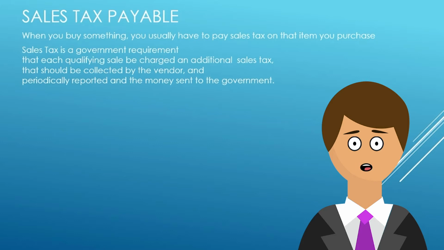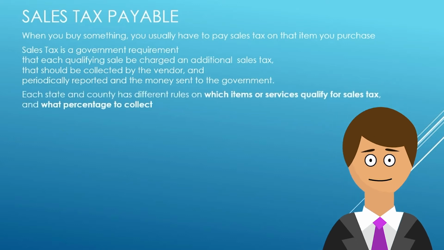This is where vendors can get into trouble, because as they collect this money, if they commingle it and forget to put it aside and save it for the government and start using it for their other expenses, this is where you hear stories of businesses going out of business because they have not been able to pay their sales tax to the government because they've used it for other things. And you'll kind of see why that happens when we get into the transactions in a little bit.